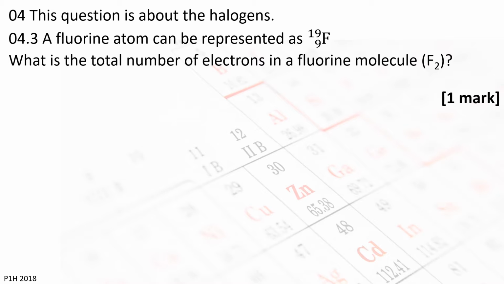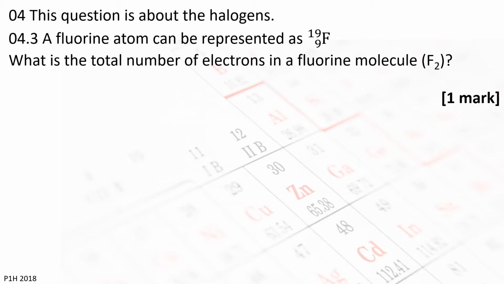Okay, so we're told that this question is about the halogens. That's group 7 of the periodic table, and we are told that a fluorine atom can be represented as 19,9F. So let's think about the numbers. 19 is the mass number of this particular atom, which means that there are 19 protons and neutrons in each atom. 9 is the proton number, or sometimes known as the atomic number, and that means that there are 9 protons in the nucleus of the atom.